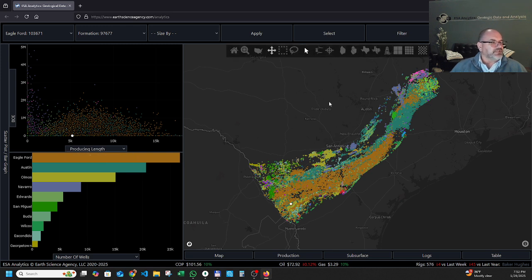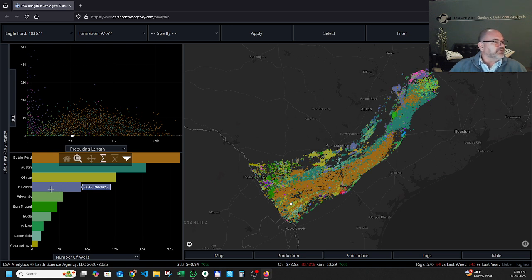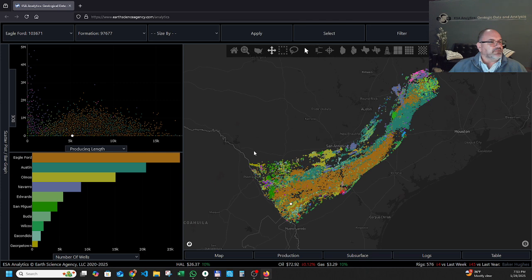So the Eagleford is the primary target in the Eagleford region, so it's the Eagleford Shale play, and there are a few other targets like the Austin, the Olmos, the Navarro, Edwards, so there, Buda even, Wilcox. There are other targets, but most people down there are targeting Eagleford or Austin Chalk.